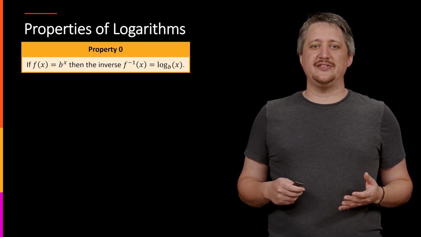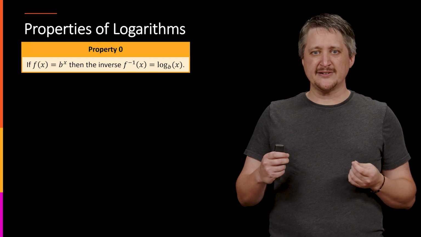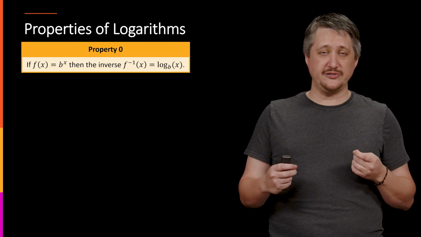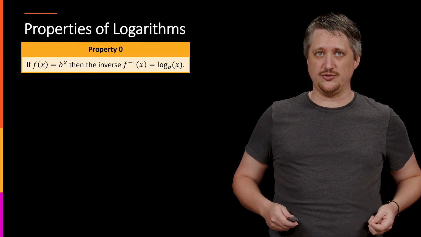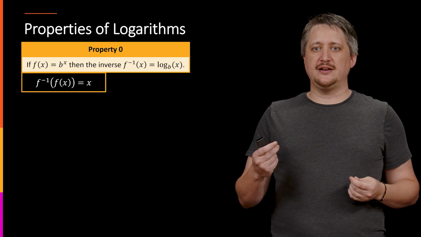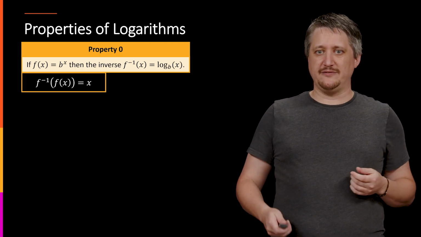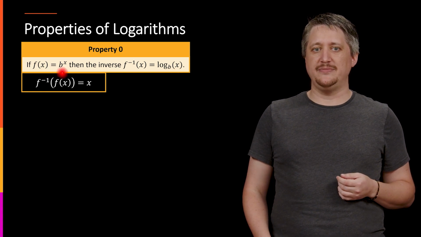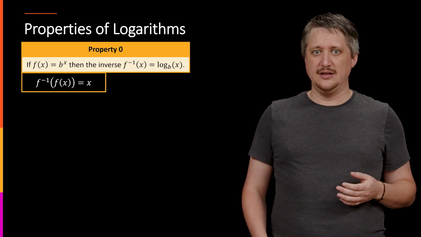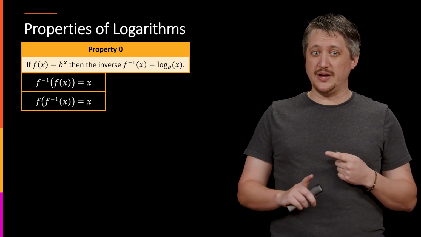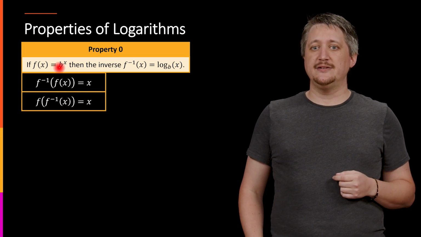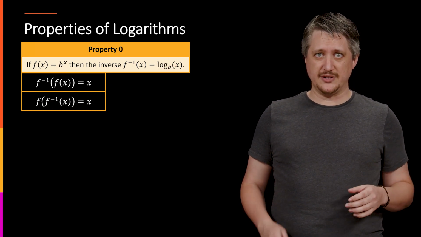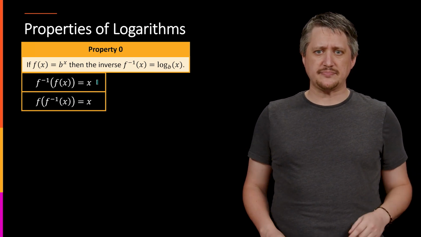So property 0 is that if you have some b to the x, then the inverse is log base b of x, meaning that logs are defined as the inverse of the exponential. In particular, this means that if I take log base b of b to the x, if I take the inverse statement, which is log base b of the input, but I input that b to the x, I just get back x. But again, importantly, with inverses, it goes the other way. So if I take b to the log base b of x, that also gives me x. So these things undo each other no matter which way you're going.